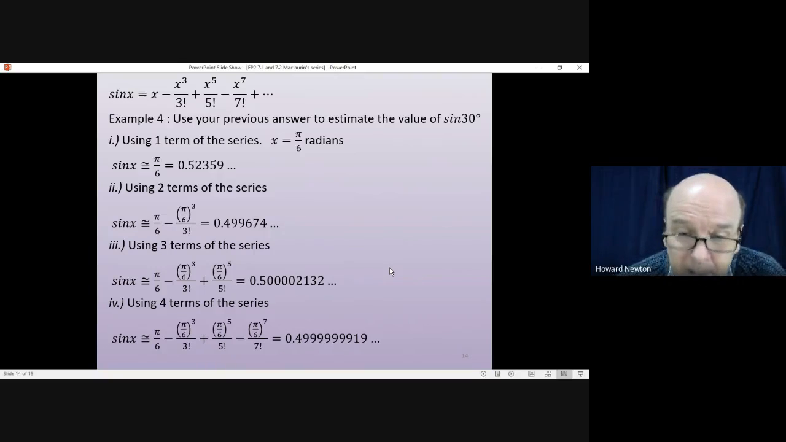And the reason why it's getting so close to 0.5 so quickly is these factorials on the bottom of the fractions. So these factorials, they get very, very big very quickly, which means that these extra terms get very, very small very quickly as you divide by the factorials.